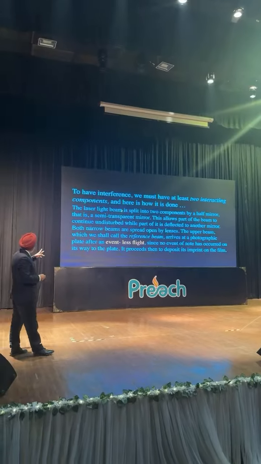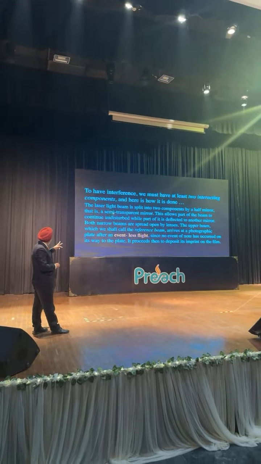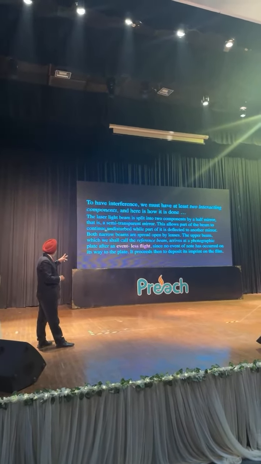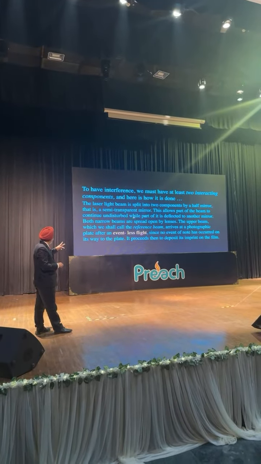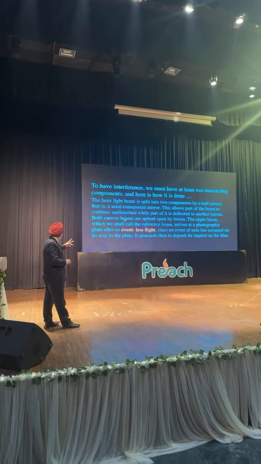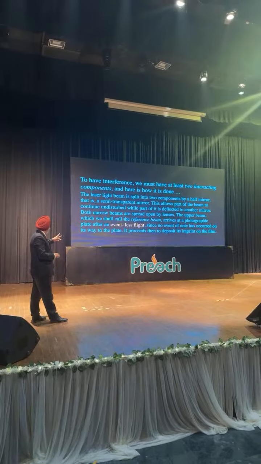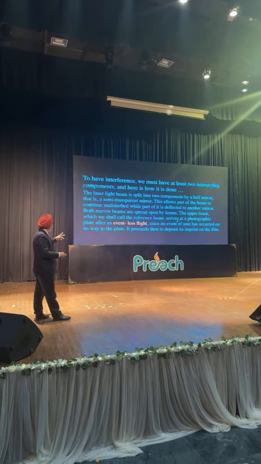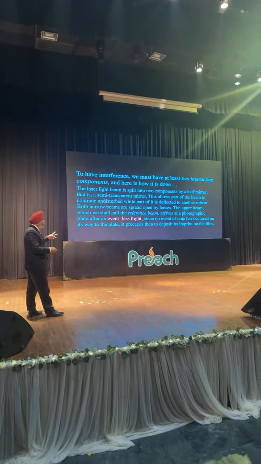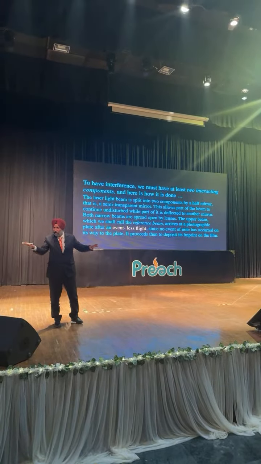The laser light beam is split into two components by a half mirror, that is a semi-transparent mirror. This allows part of the beam to continue undisturbed while part of it is deflected to another mirror. Both narrow beams are spread open by lenses. The upper beam, which we shall call the reference beam, arrives at the photographic plate after an eventless flight. No event in its flight is there. That directly reaches the photographic plate.